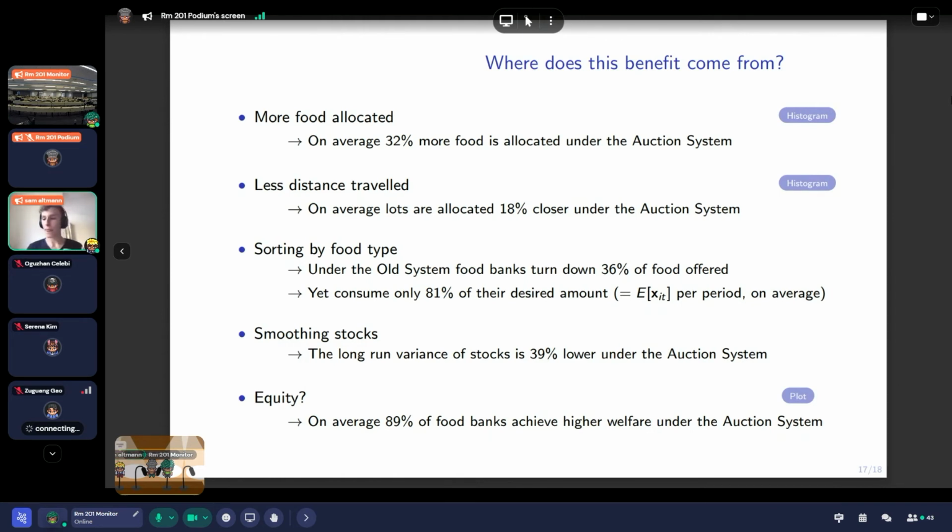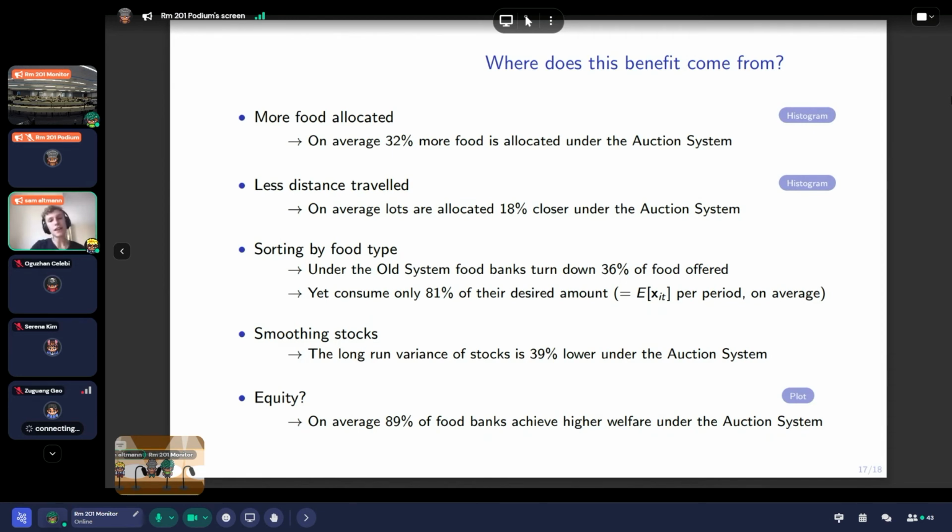Finally, I don't actually see a difference in storage costs under the two mechanisms. But this is interesting given that under the auction system, food banks are actually storing more food. So what I'm seeing is this food is just being stored more efficiently. Then I push into this a bit deeper and I see that food banks are sorting by the types of food that they are consuming. So food banks in rural Tennessee who already have loads of onions aren't receiving any more onions from Feeding America.